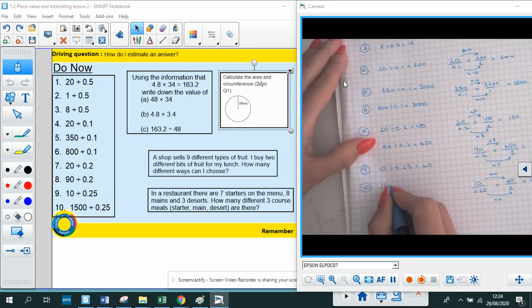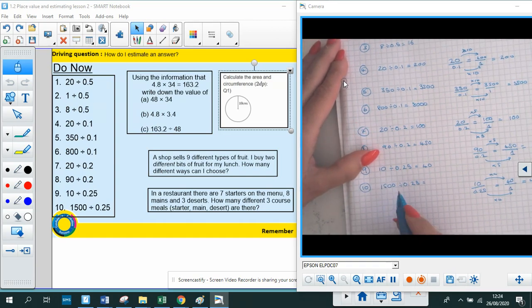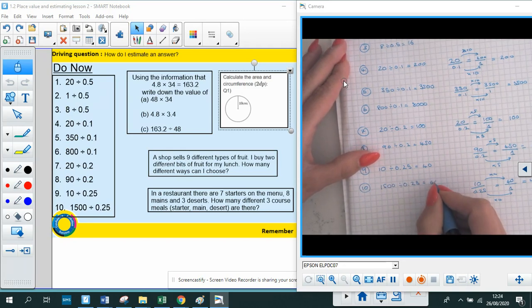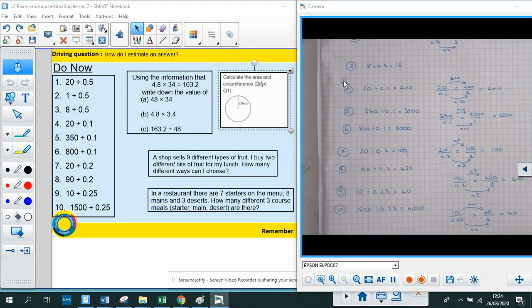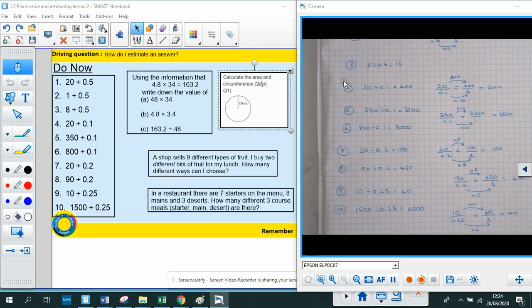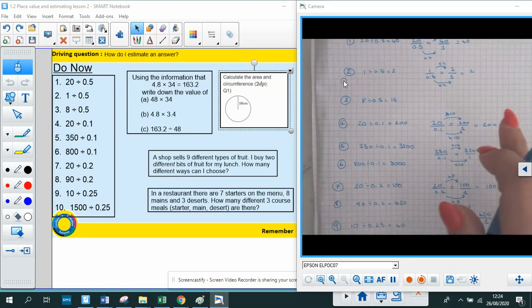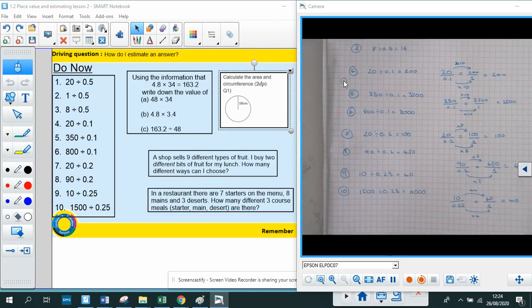So let's try 1500 divided by 0.25. We know that dividing by 0.25 is the same as multiplying by 4. So double, 3,000, double again, 6,000. If you get stuck on your estimating, especially when you're dividing with decimals, come back to this part of the lesson and it might help you.